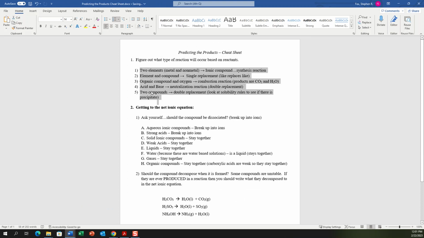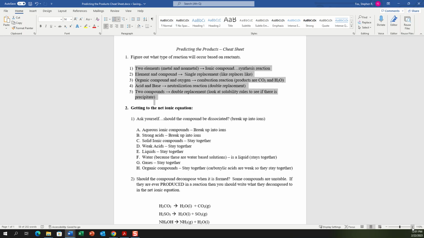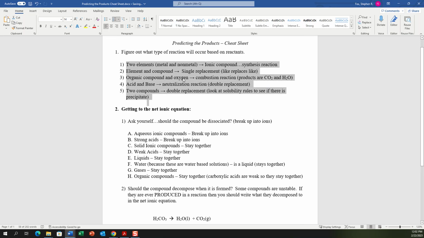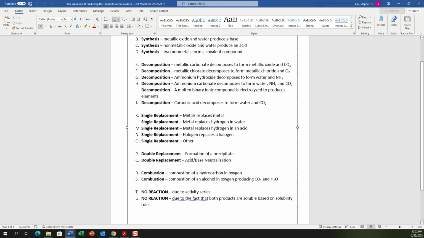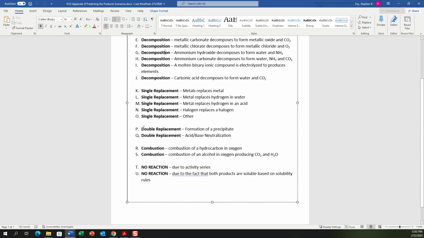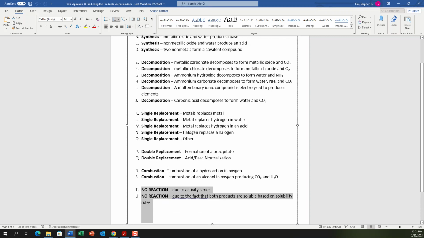This right here will tell you what type of reaction you might be expecting. Once you understand what type of reaction you might be expecting, you'll go to your scenarios. If you think it's a synthesis reaction, it's one of these scenarios. If you think it's decomposition, it's one of these. If you think it's single replacement, it's one of these. Double replacement, combustion. And then there's a couple times where you might get a no reaction occurs, and we'll talk about that scenario.